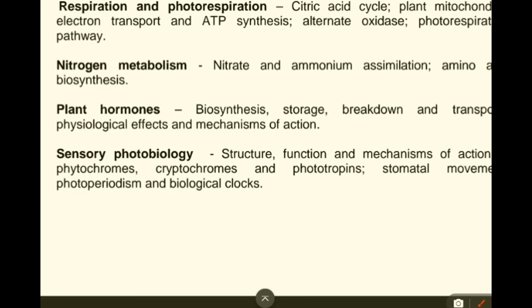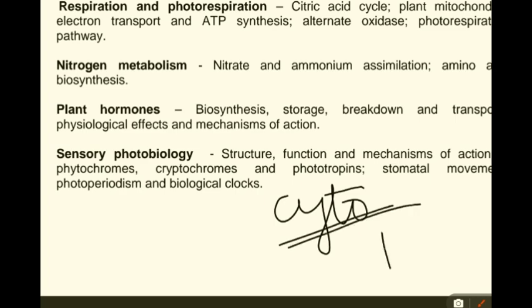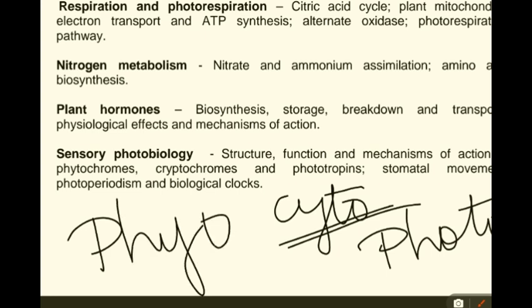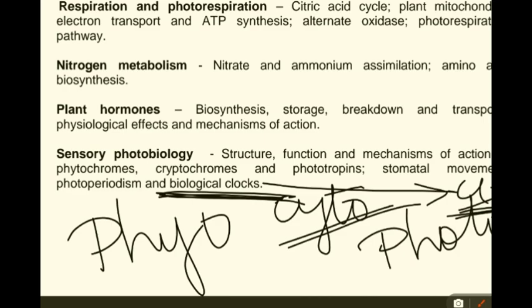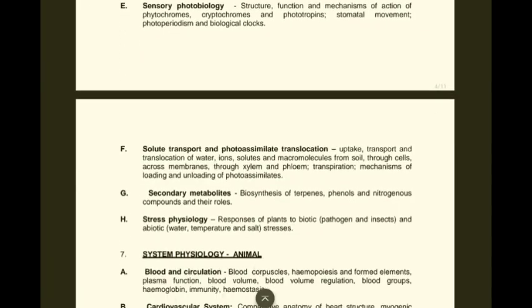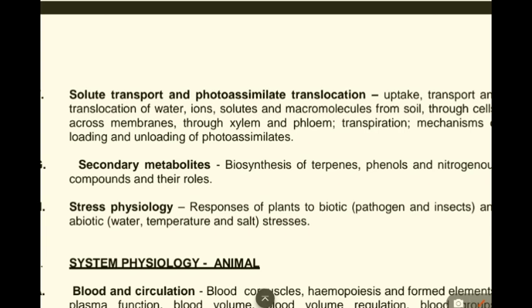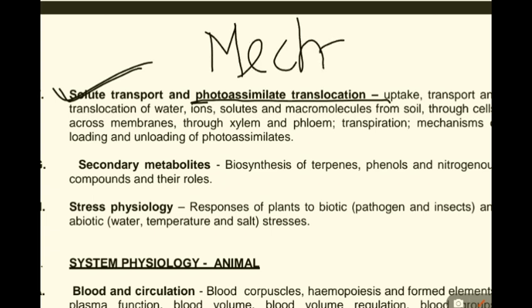Next, about sensory photobiology. In sensory photobiology, we will deal with cryptochrome, photoperiodism, phytochrome, biological clock, circadian rhythm. All these things are very, very important. Next, about how the plant transports by using xylem and phloem, how photoassimilation takes place, and the mechanisms involved in transportation inside plants.